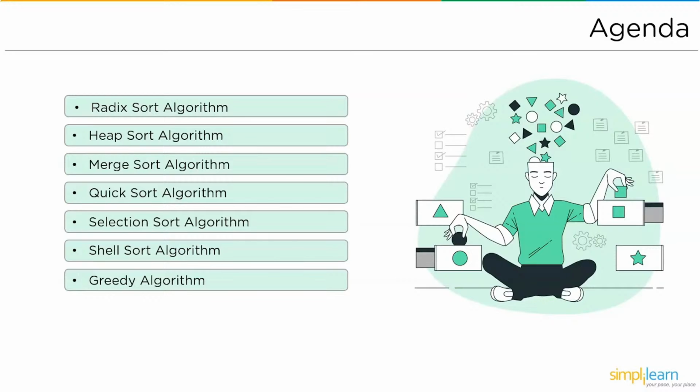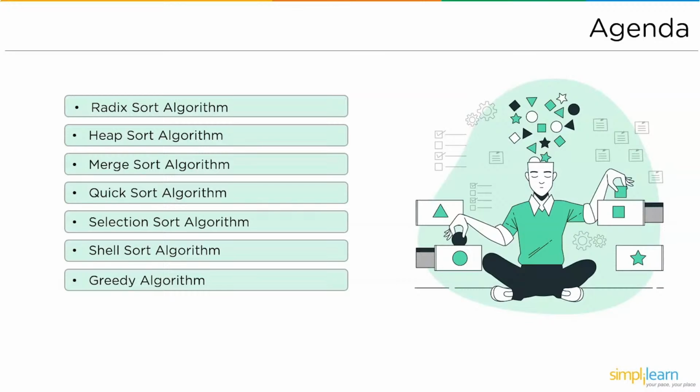Then, we will discuss the merge sort. Merge sort algorithm is commonly used to sort large databases. After that, we will discuss the quicksort algorithm. Quicksort is typically used in commercial computing. After that, we will discuss the selection sort algorithm. In selection sort algorithm, the number of swaps included are limited to as least as possible.